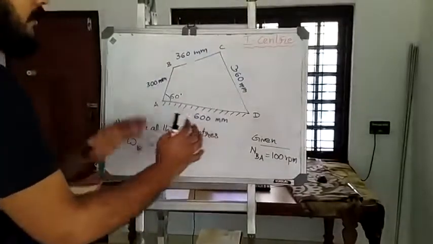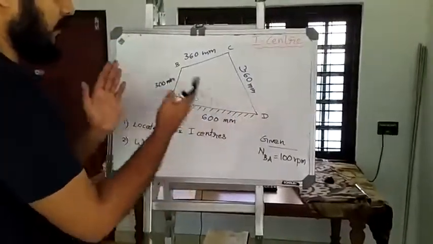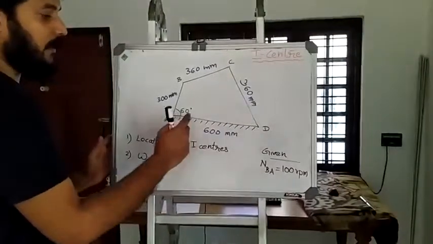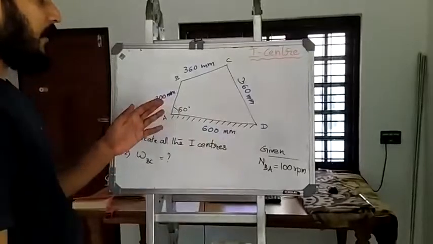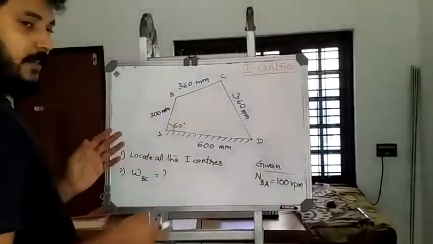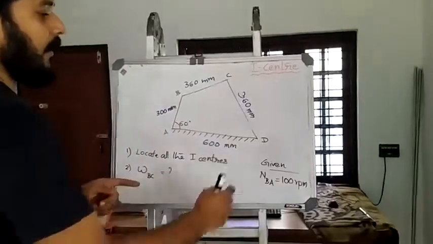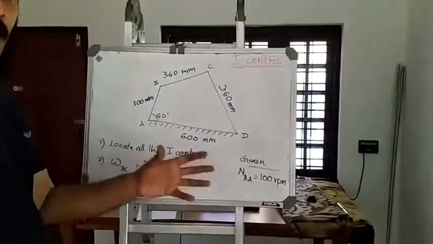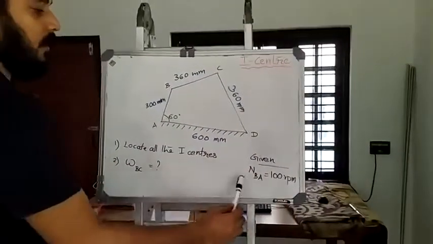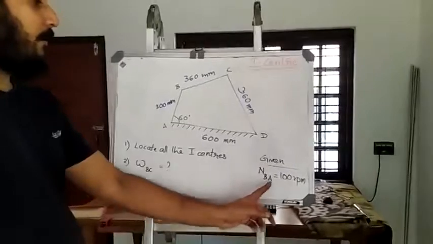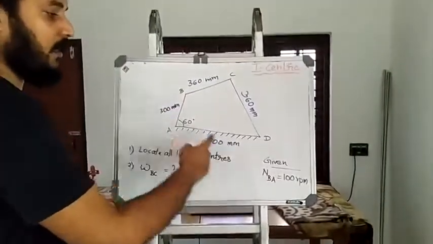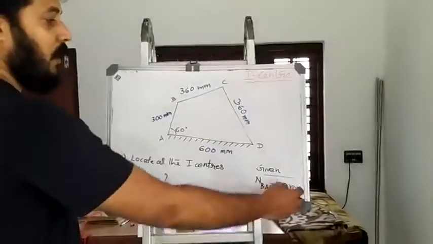At one instant, the angle made by link AB with the fixed link AD is equal to 60 degrees, and it is also given that AB, which is the crank, is rotating at a constant 100 RPM. So the given data I can write as N_BA equal to 100 RPM. AB is the crank rotating at a constant speed of 100 RPM.